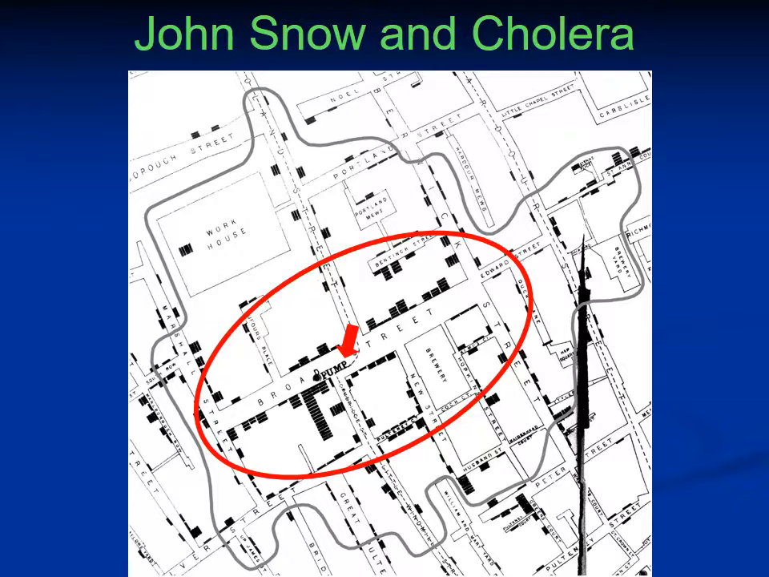The other piece of evidence that he gathered that supported his hypothesis was that people who lived over here in the workhouse and people who worked at the brewery, where is the brewery? Over here, okay, who got free beer to drink, they had hardly any cholera cases. And in fact, people who lived in the workhouse and people who worked at the brewery didn't use that Broad Street pump.